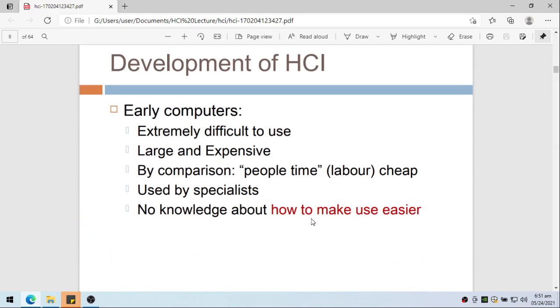Now, the development of HCI. So let's again take a look at what we have seen a while ago. So the early computers are extremely difficult to use because, as we have said, it needs specialists to make use of this computer. And they're large and expensive. So by comparison, people, time, and labor are cheap during those days. So it's used by specialists, and there's no knowledge about how to make use easier. That's because, of course, only few people are using the computers. So whether it's difficult or not, no problem, because it should be only used by specialists, and there should be some sort of training before somebody can use these devices.